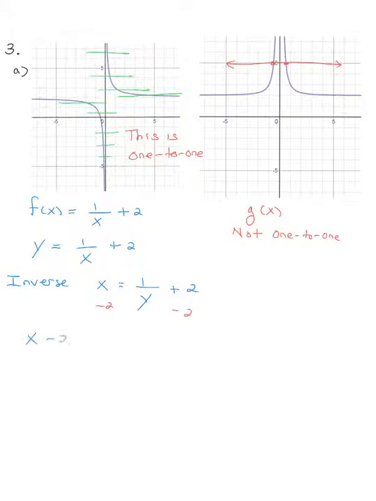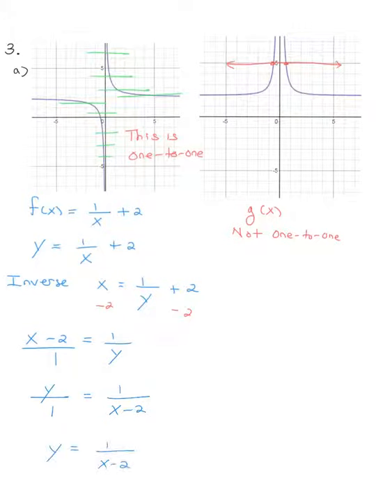I get x minus 2 is equal to 1 over y. And here I can cross multiply. I can multiply this y up here and this x minus 2 down here. You get y over 1 is equal to 1 over x minus 2, and you don't need that divided by 1 on the left. We get this as our equation. Here is f inverse of x. It is 1 divided by x minus 2.